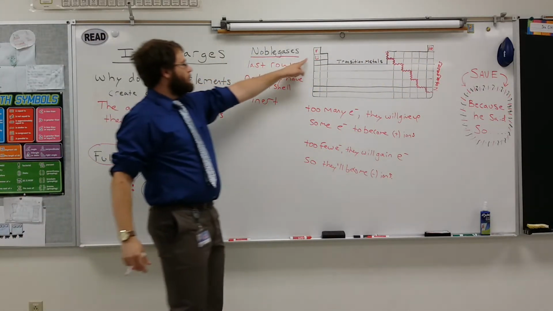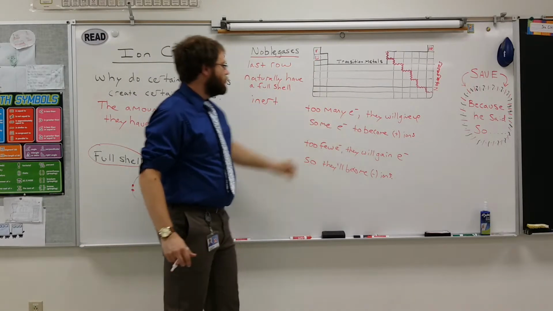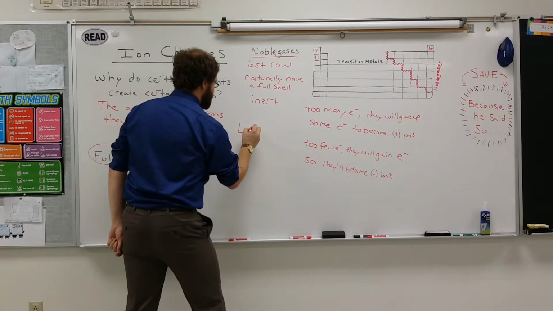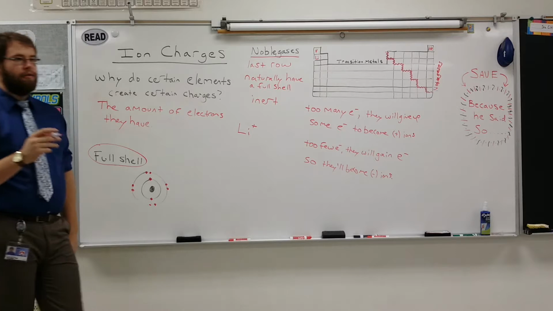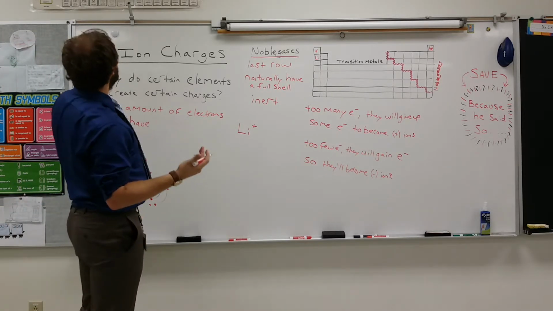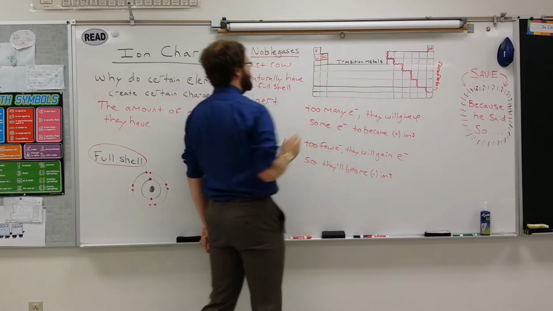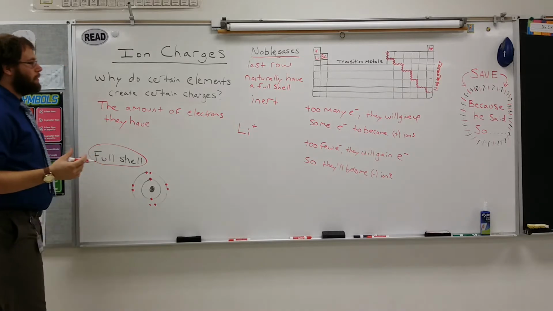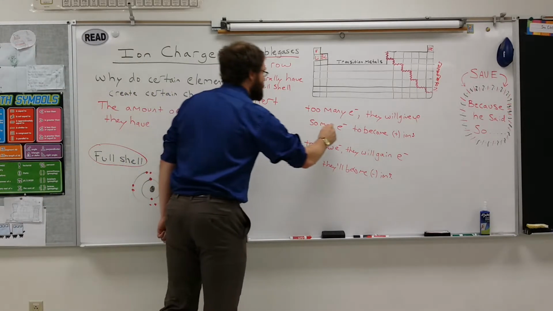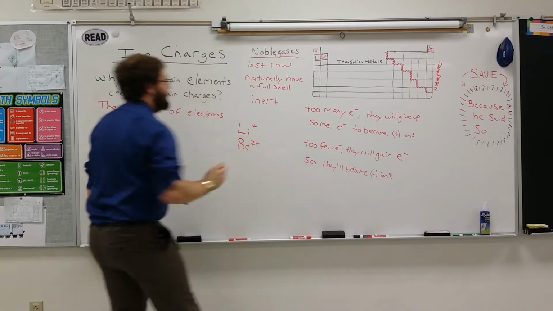And so lithium wants to feel like it has a full shell. It has too many electrons, so it will give up an electron and become lithium plus. It'll have lost an electron, so it'll have one more positive charge than negative charge. The next element on the list is beryllium. It has 2 more. If it wants to feel like it has a full shell, it's going to give up 2 electrons and become beryllium 2 plus.